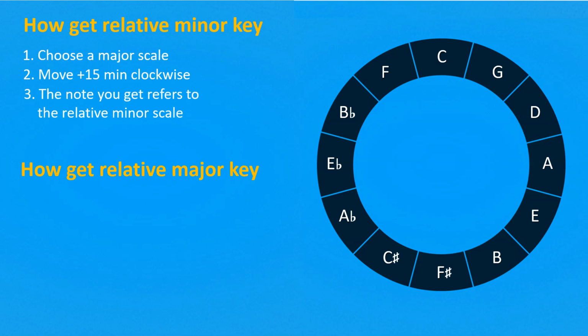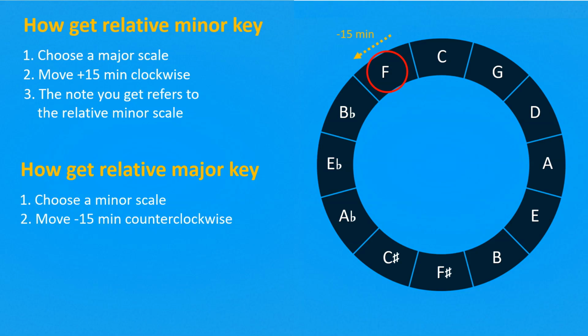Now let's get the relative major scale knowing the minor scale. Choose the minor scale, for instance F minor. Move 15 minutes counterclockwise. The note you get is the relative major scale, in our case A flat major.